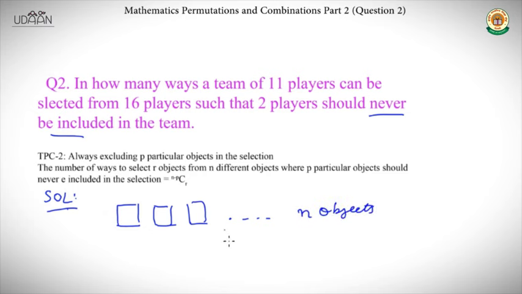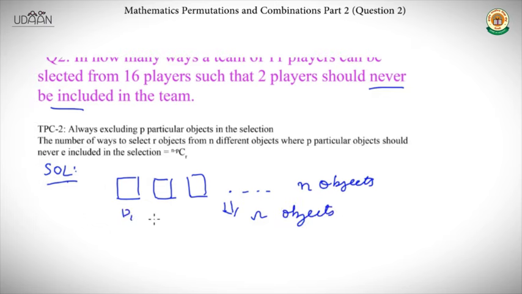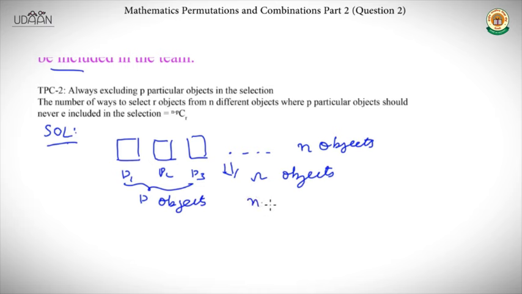Out of these n objects, we have to select r objects. And we have some particular p objects, p1, p2, p3, let's say, that are never to be included in our selection. So basically we are left with n minus p objects to select r objects. According to the principle, the number of ways to select r objects from n minus p objects is (n minus p) C r.